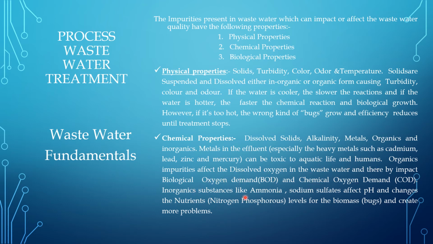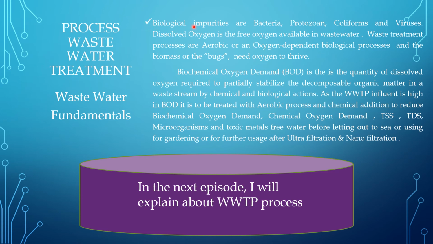The inorganic chemicals like ammonia and sodium sulfate will affect the nutrients present in the wastewater, which in turn affects the creation of biomass, and that will give further problems to the wastewater. The third type of impurities is biological impurities, which are bacteria, protozoa, coliform, and viruses. They are normally present in the wastewater. Coliform comes from the sanitary waste. Viruses, protozoa, and bacteria will grow in the wastewater.